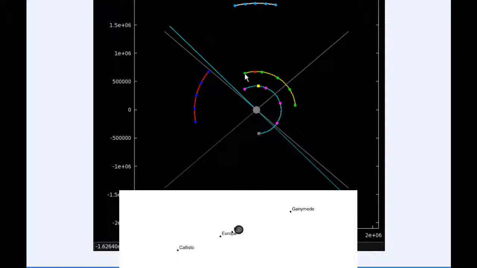2 also heading west. Ganymede is in quadrant 3 heading west, and Callisto is also in quadrant 2 heading west.